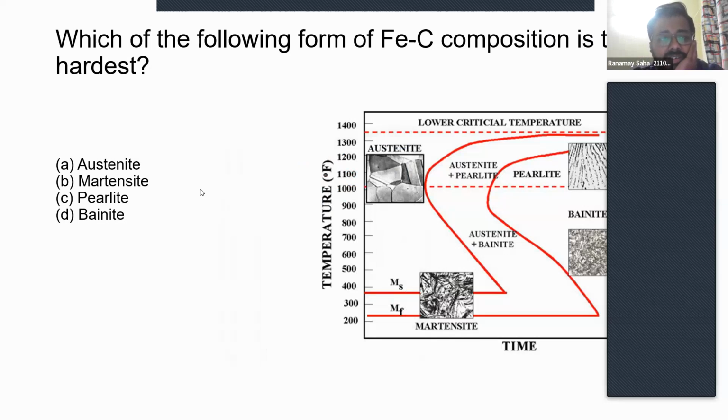Yeah, so martensite happens to be the hardest. But do you know how martensite is formed, or how pearlite or bainite is formed? And what does this diagram represent? Has this diagram been illustrated to you? Yes, sir. Okay, so you must be knowing how martensite is formed.